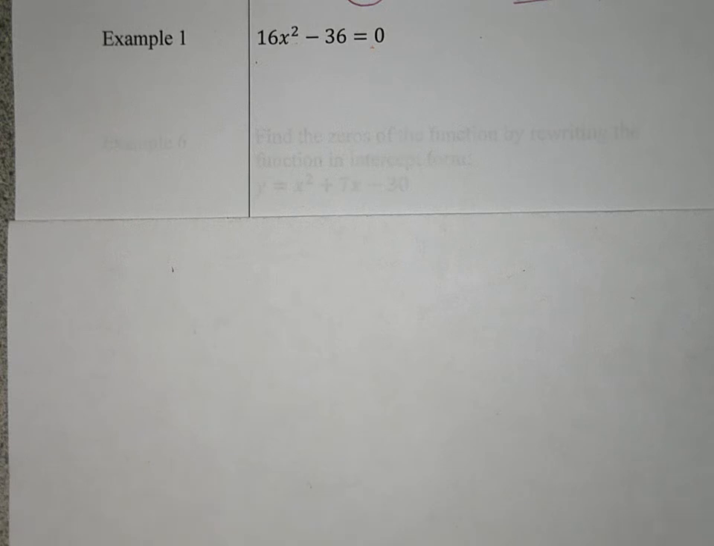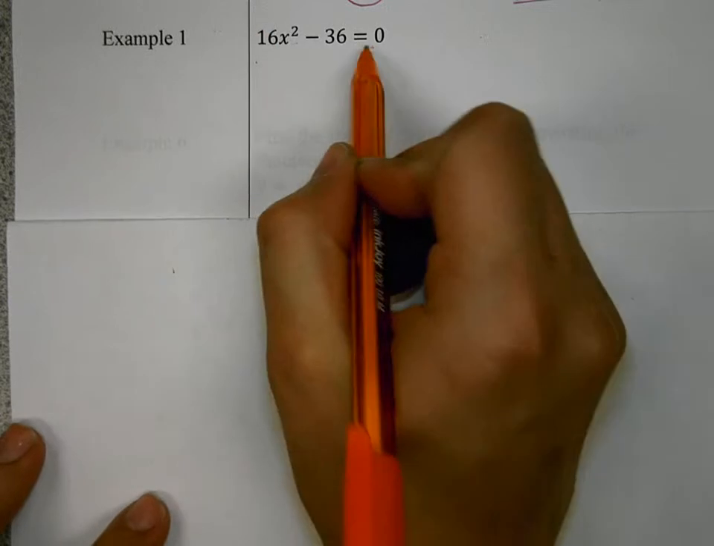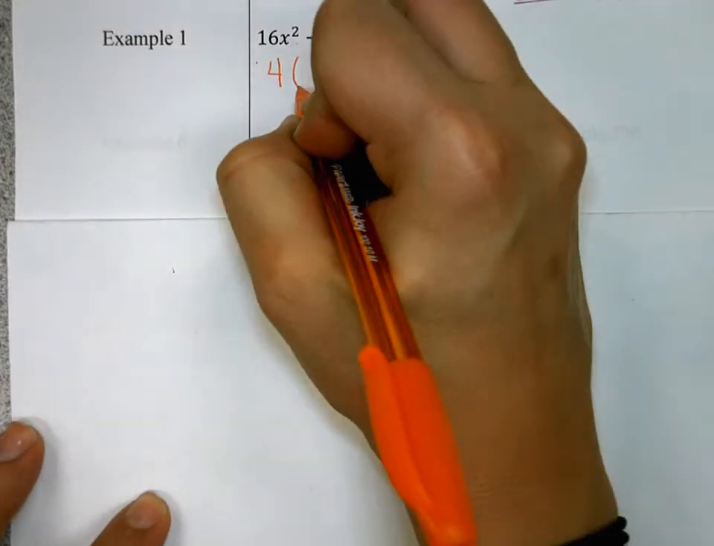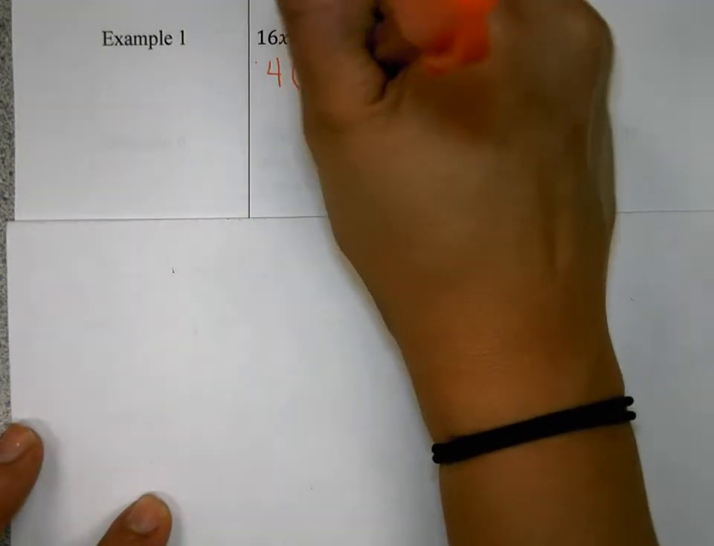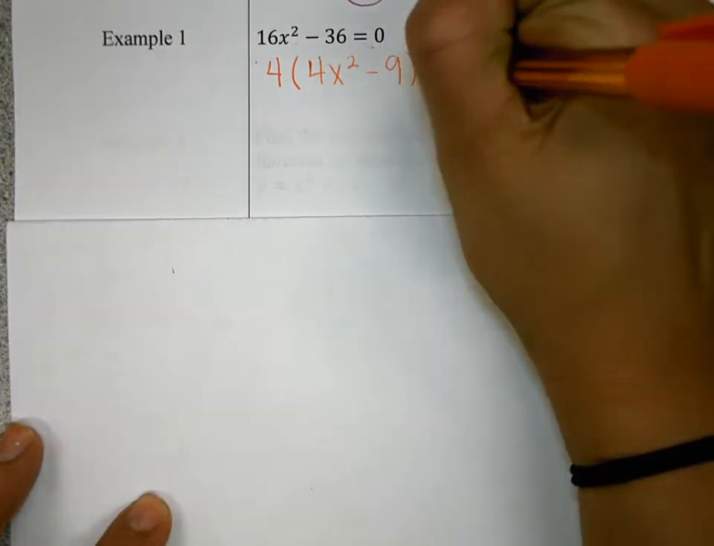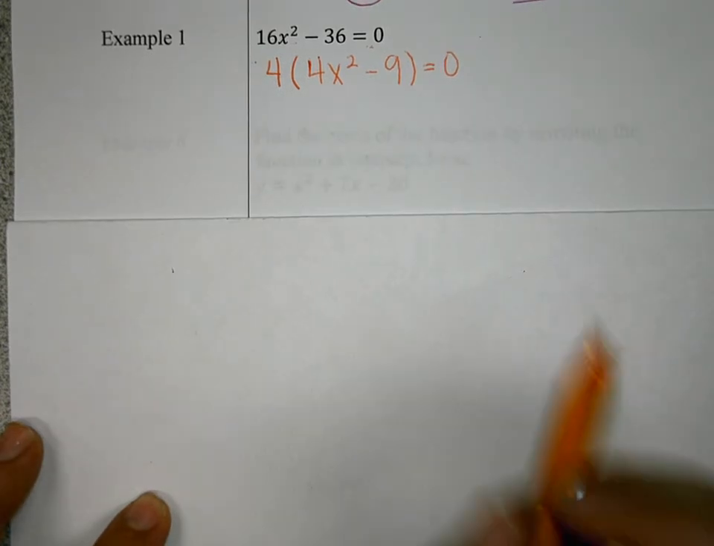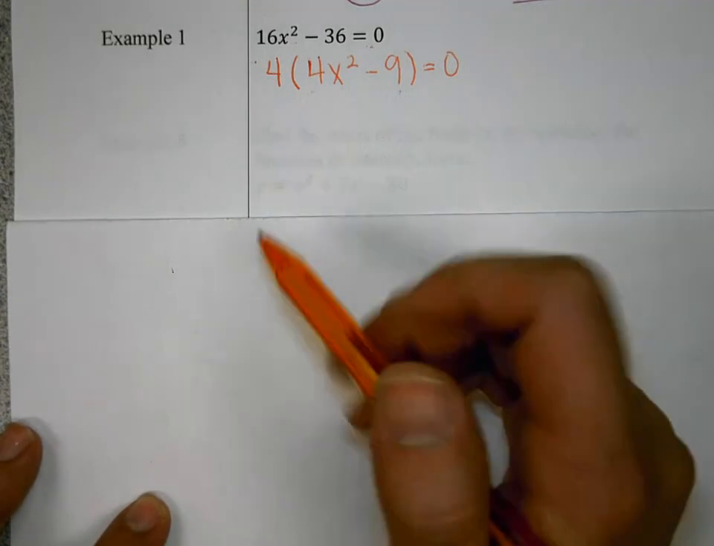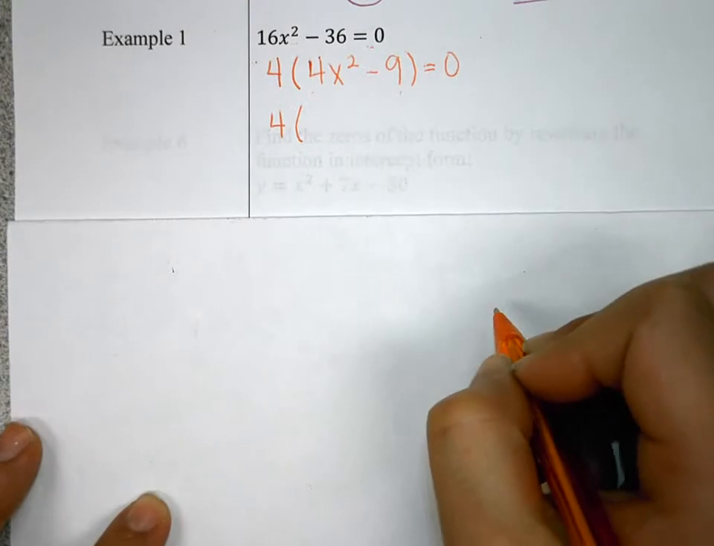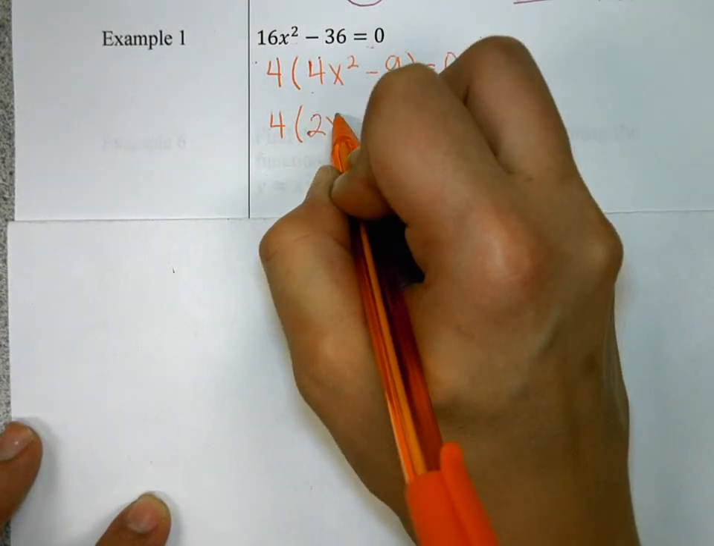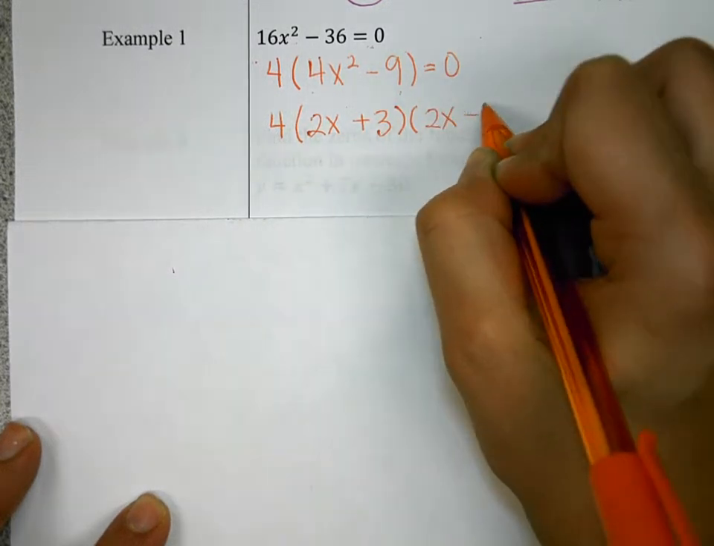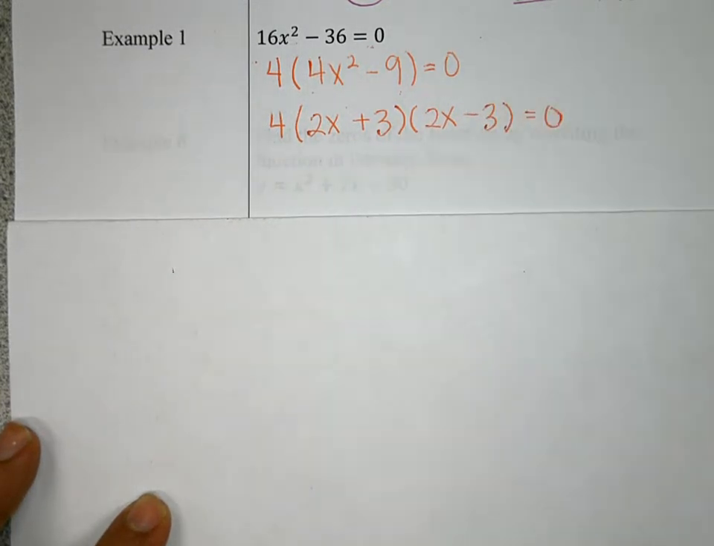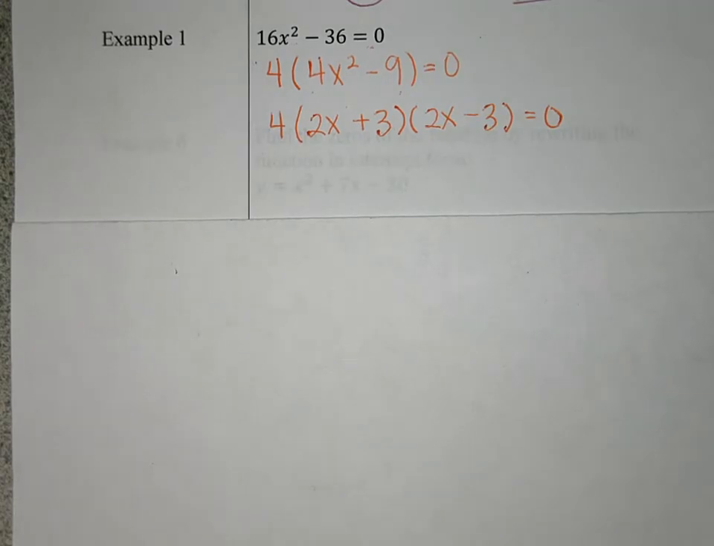Now remember, when I'm factoring, the first thing I want to do is look for a GCF, and I do have one in here. It's 4. So let's factor out a GCF of 4, and that's going to leave me with 4(x squared minus 9) equals 0. Now I still have a difference of 2 squares, so we bring that 4 down, and we have 4(2x plus 3)(2x minus 3) equals 0. So that was step 2. We factored all of the way.